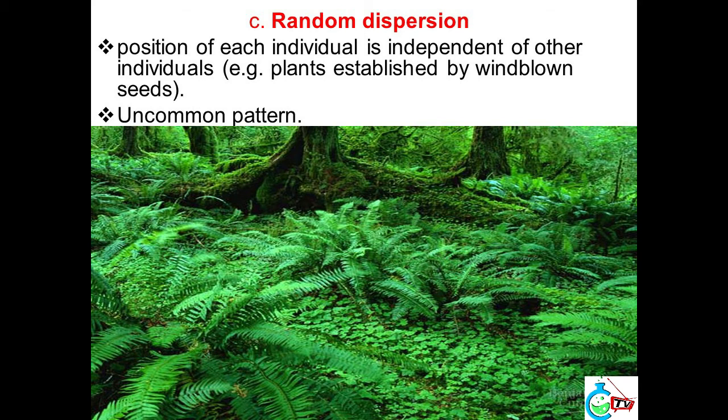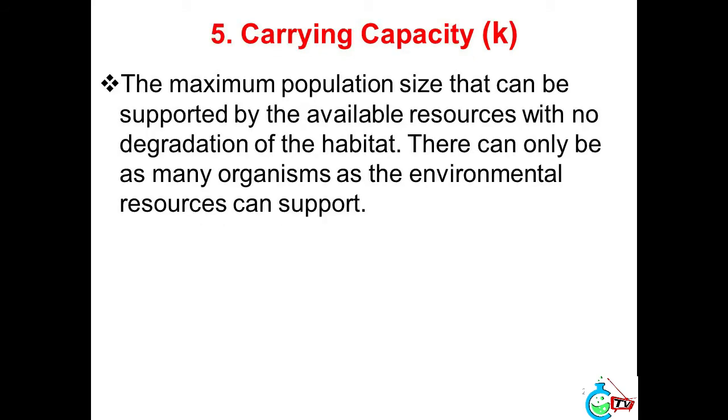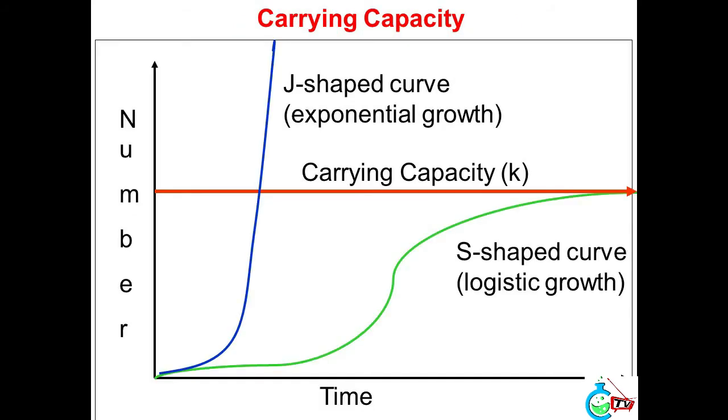Uncommon pattern. 4. Demography. The statistical study of populations, to make predictions about how a population will change. Death rates and birth rates are of particular interest to demographers. 5. Carrying capacity, K. The maximum population size that can be supported by the available resources with no degradation of the habitat. There can only be as many organisms as the environmental resources can support. Carrying capacity.